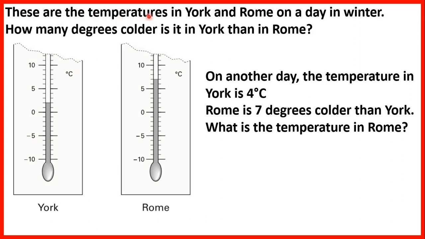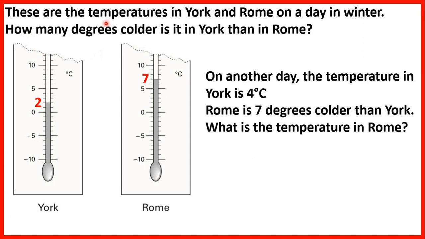These are the temperatures in York and Rome on a day in winter. How many degrees colder is it in York than in Rome? So if we look at our thermometers, we can see that the temperature in York must be 2 degrees because that's 2 lines above 0, and we know that each line is 1 because to get from 0 to 5 we have 5 lines, and the temperature in Rome is 2 above 5, so that's 7.